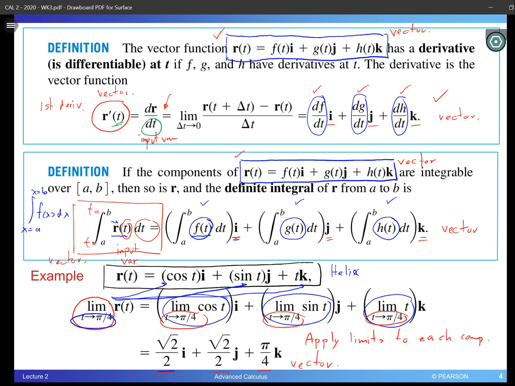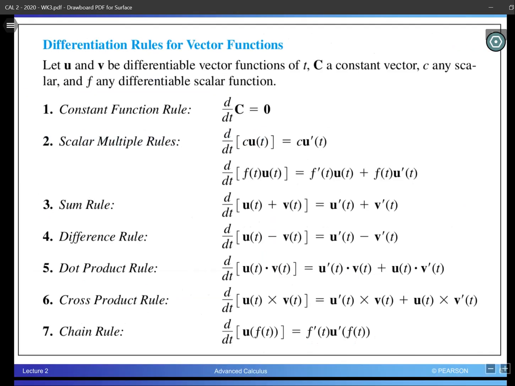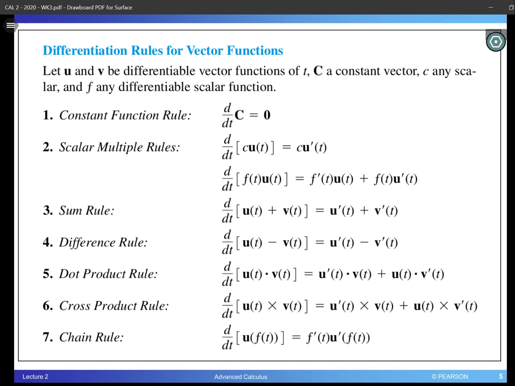Alright, let's move to the next slide. This slide is about the differentiation rules for vector functions. Just like in Cal 1, when it comes to differentiation, we have many rules. So let's take a quick look through here. It's going to be quite similar, except some operations are a little bit different. So here, differentiation rules for vector functions. We are talking about this r of t. Well, in this case, they use u of t, so let's use that.